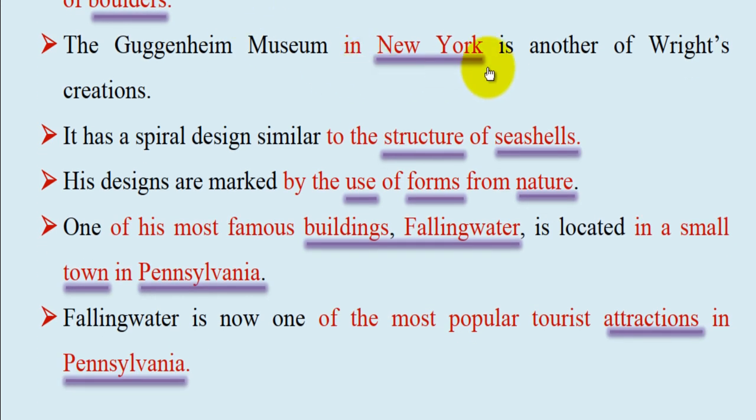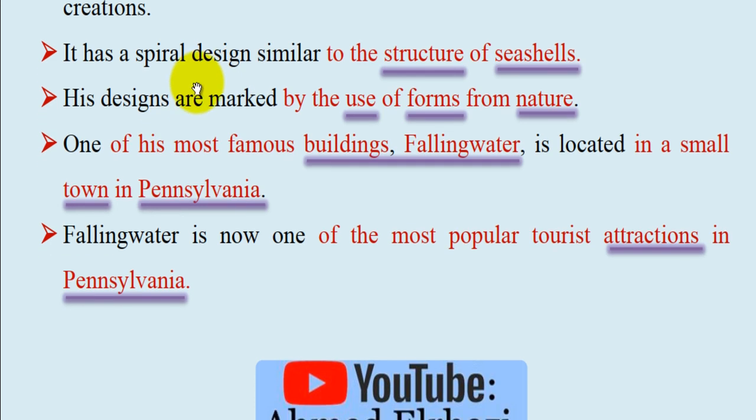In New York, phrase, New York object. It has a spiral design similar to the structure number 1, phrase number 1, structure object. Of seashells, phrase number 2, seashells object. His designs are marked by the use is phrase number 1, use is the object. Of forms, phrase number 2, forms object. From nature, phrase number 3, nature object.